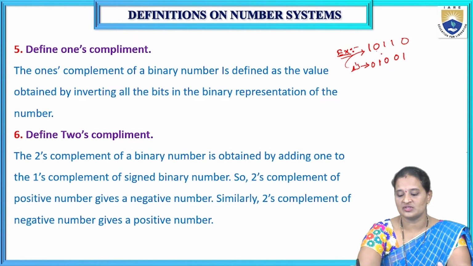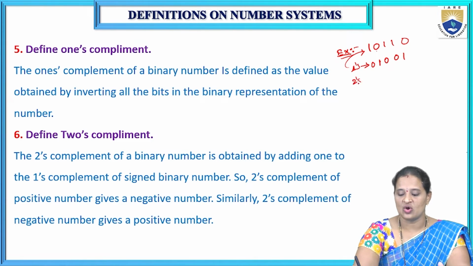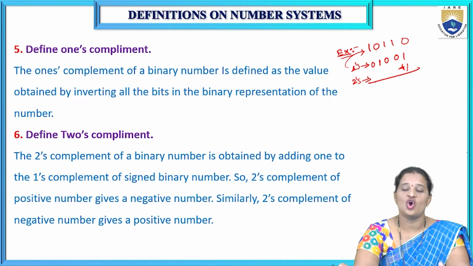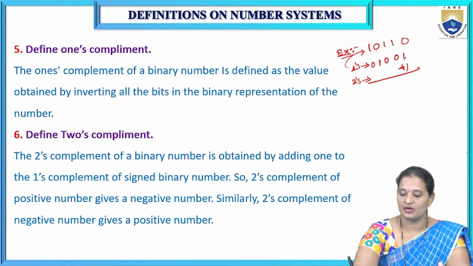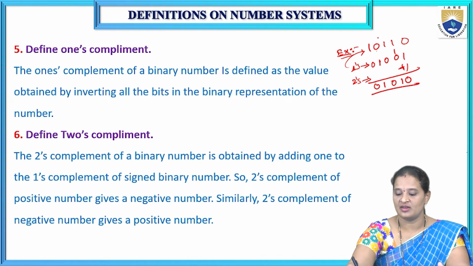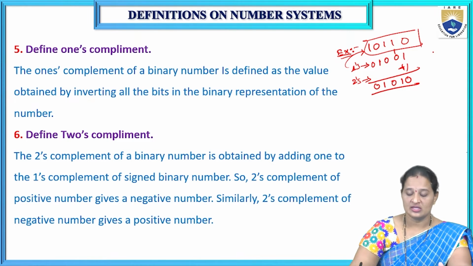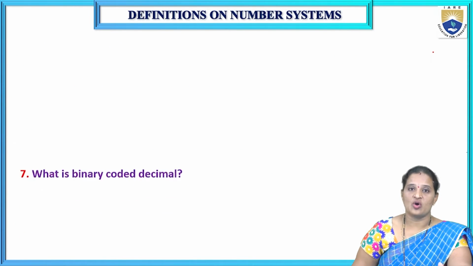So here we have the one's complement for this one. The two's complement can be obtained by simply adding 1 to the LSB of the one's complement of the number. So 1 plus 1 is 0 with a carry 1. So 1, 0, 1, 0. This is the two's complement for the given binary number. Like that you can obtain the two's complement.